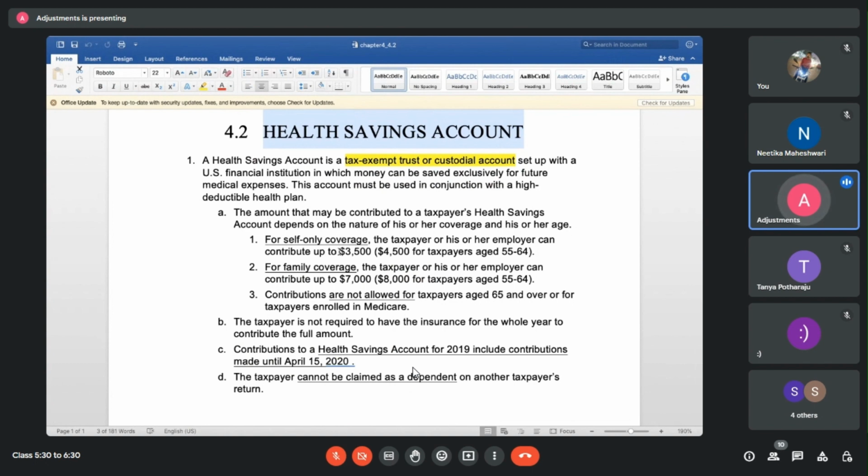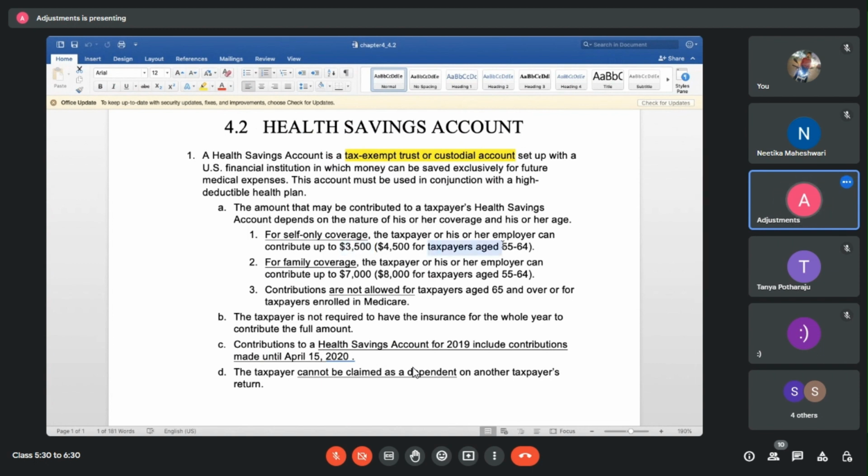If it's only self-coverage, you can contribute up to $3,500. If it's family coverage, they allow you a certain higher amount. But this might have changed, so we need to see. Again, when you go to the HSA form, the software will tell you maybe the limit has become $4,000, or maybe $7,500 or something. It doesn't matter what the limit is. That should not be our concern, and we're not going to mug up all those things. We just need to understand the basics behind it.